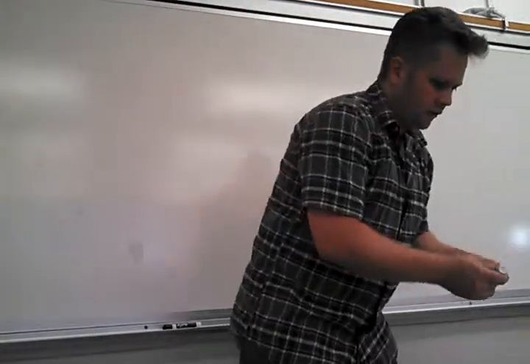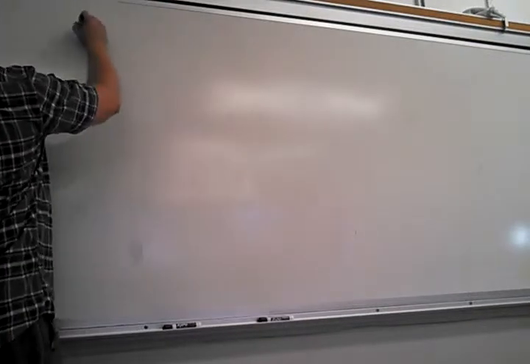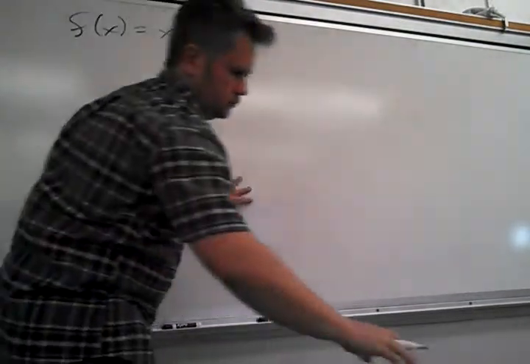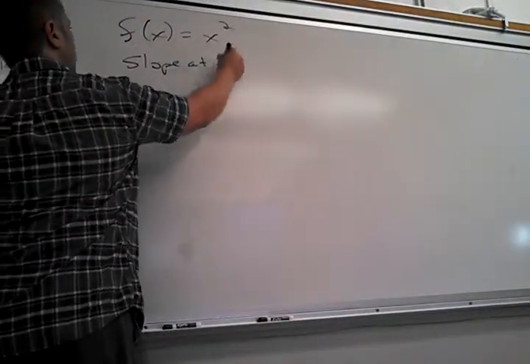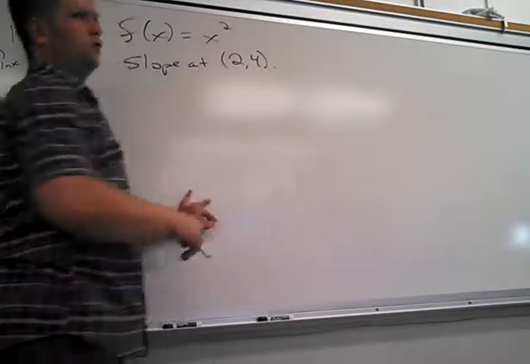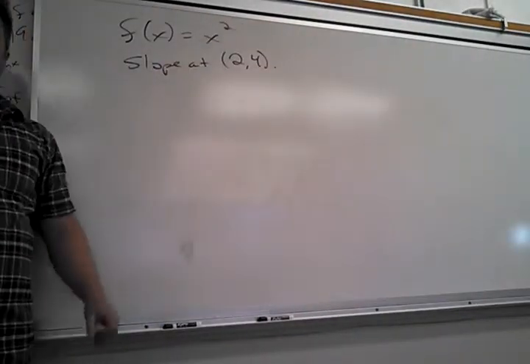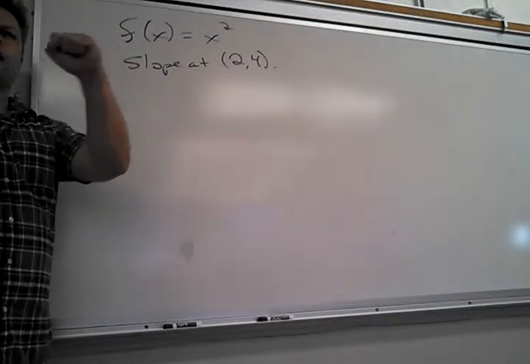So here's something. Now I'm going to finally shut up for a little bit and let you guys do something. Let me set it up. Let's take a nice, easy function, x squared. And let's say we want to figure out what the slope is at the point (2, 4). Thankfully, that's a point on that graph. That always helps. I want to know the slope right there at that point.